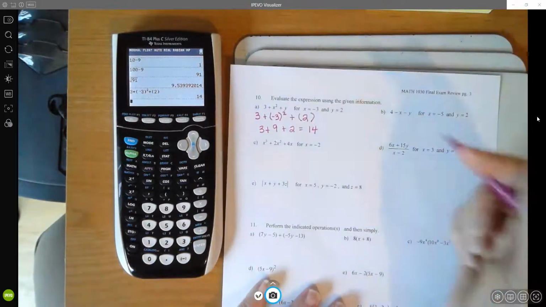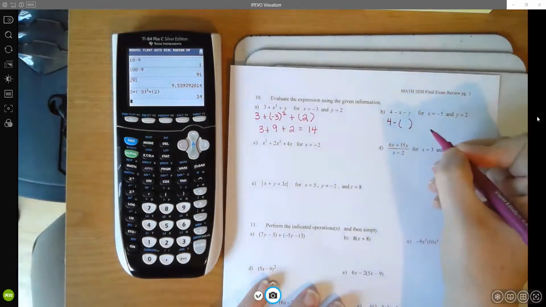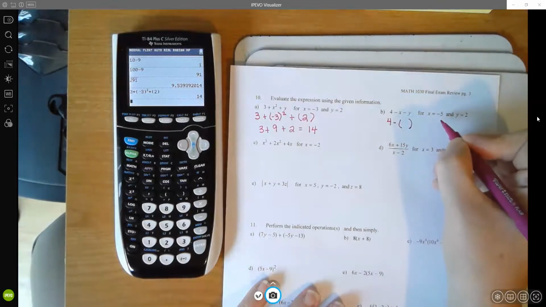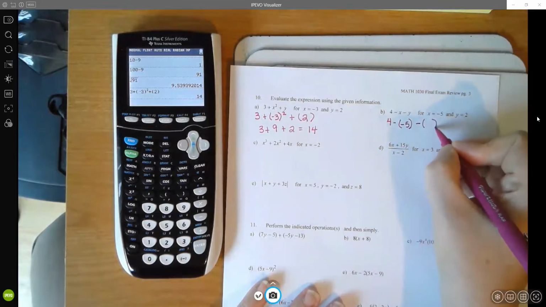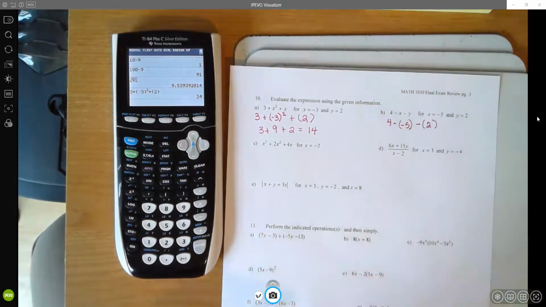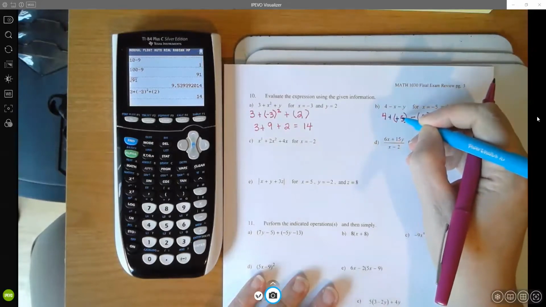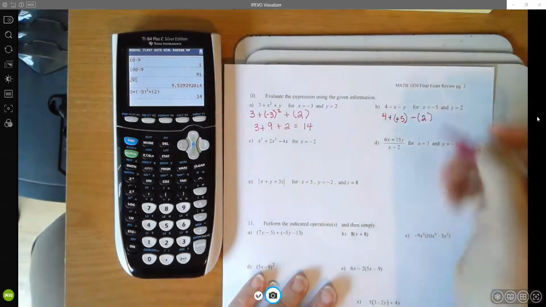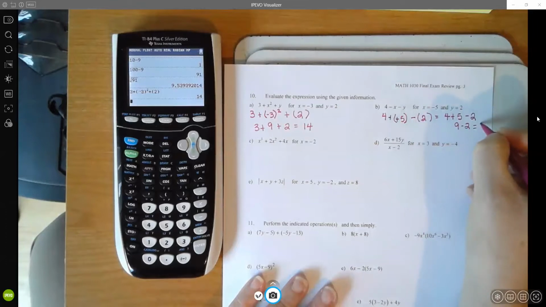Okay. The next problem says 4 minus x. So I'm going to leave a parentheses for my x. Come over here and find out what my x is, and it's a negative 5. Subtract my y, and come over here and find out what my y is, which is a positive 2. Then I can come back over here and say, well, those 2 negatives mean I need to change that to adding the opposite, so that makes it a plus. So what I really have is 4 plus 5 subtract 2. 9 subtract 2 is 7.